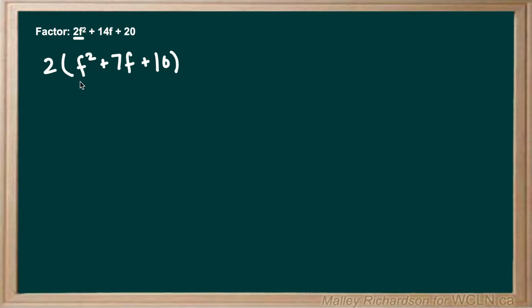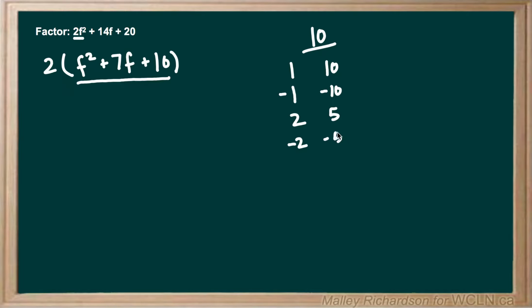So now we're going to factor whatever is inside our brackets. So inside our brackets, we have f squared plus 7f plus 10. So now let's continue on with our normal factoring. We're going to take our last term of 10 and find all of its factors. Well, because it's positive 10, we can have positive 1 multiplied by positive 10. We can have negative 1 multiplied by negative 10 to give us 10. We can have positive 2 multiplied by 5, or we can have negative 2 multiplied by negative 5.